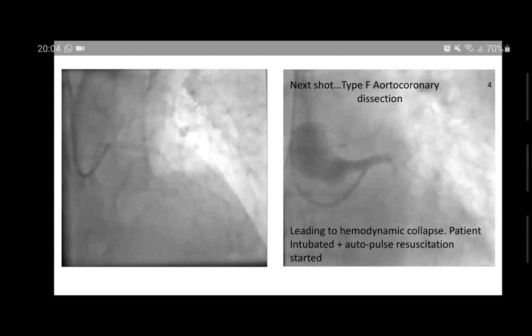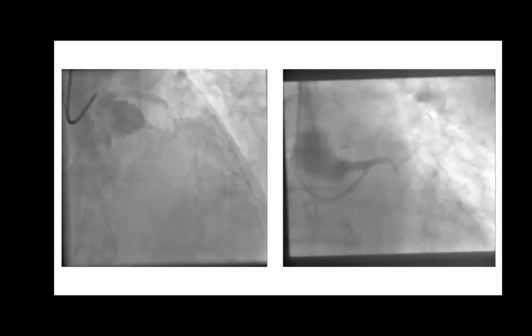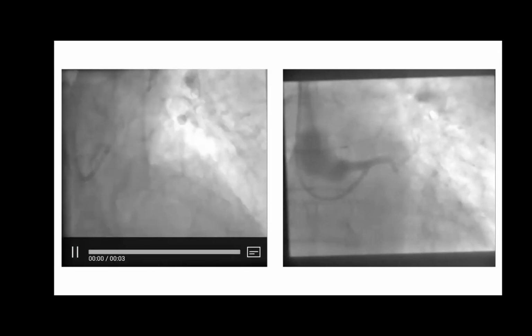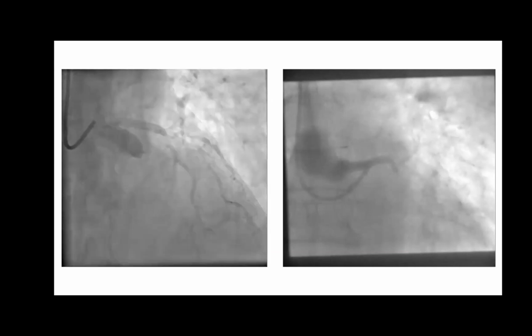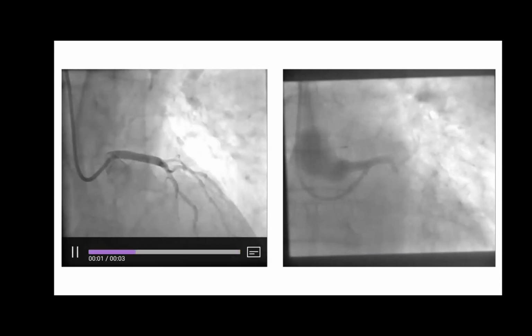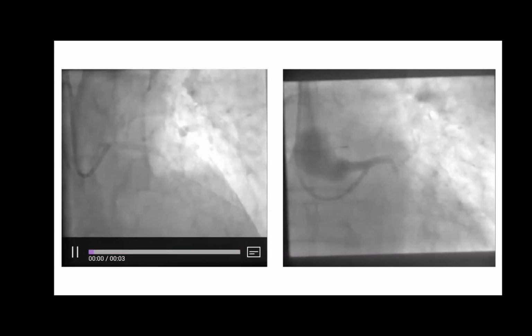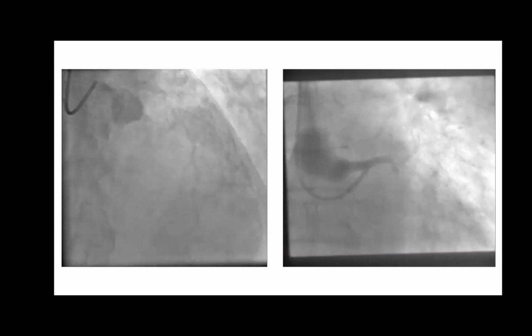As you can see on the first clip, the guide wasn't sitting properly. Can I ask what's your engaging view for the left coronary? It's LAO, standard. But what's not there is that after the first shot that you saw, the guide wasn't sitting properly. It was disengaging, and it took a little maneuvering to engage it again.